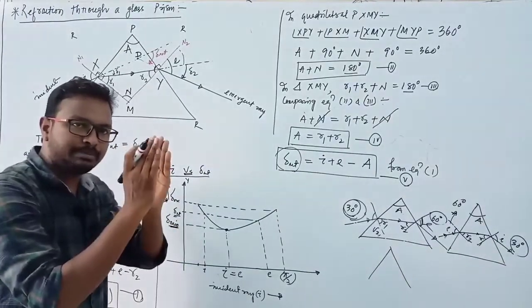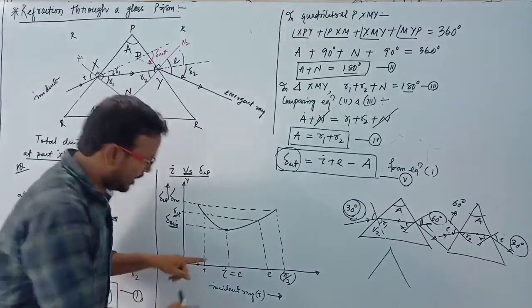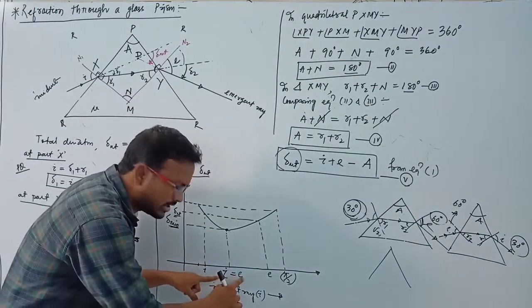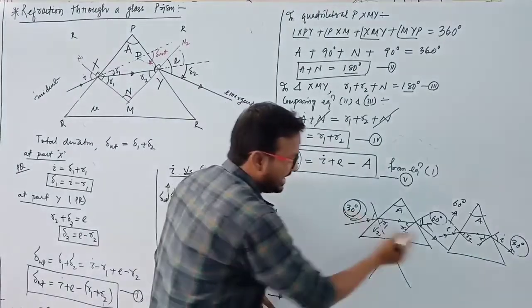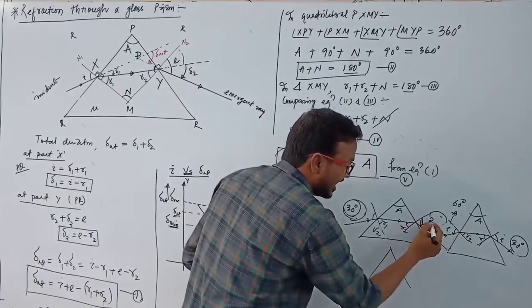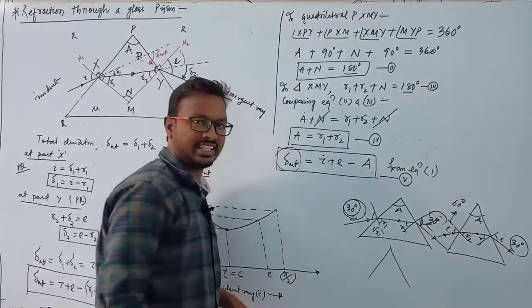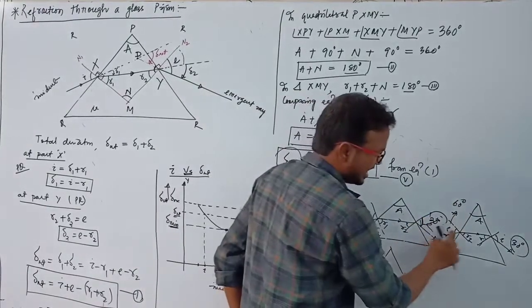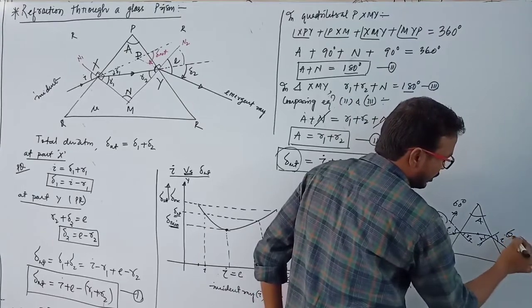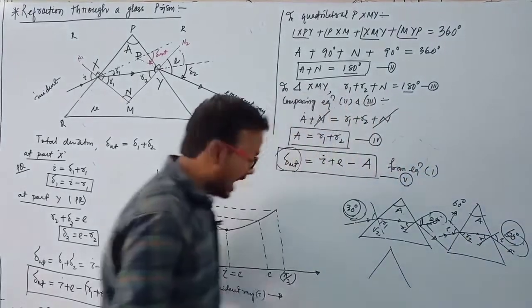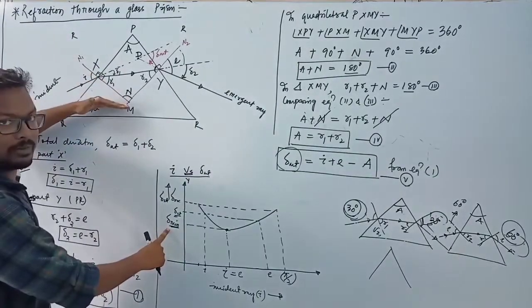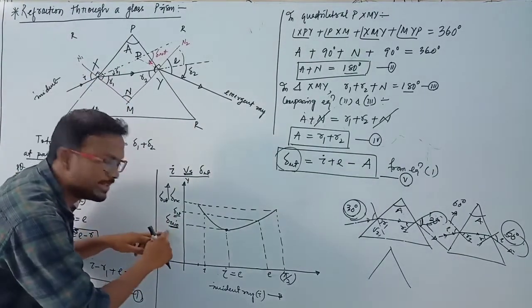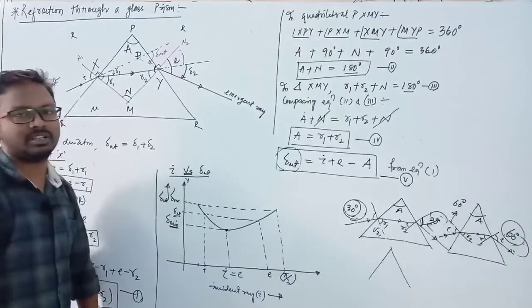So the condition for minimum deviation: when the angle of incident is equal to the angle of emergent. Suppose this angle is 30 degree, then we also get the angle of emergent as 30 degree. If the angle of incident is 60 degree, then this angle is also 60 degree. At that time the deviation through this glass prism is minimum deviation. This is the condition for minimum deviation.